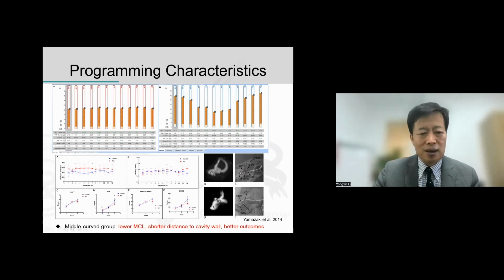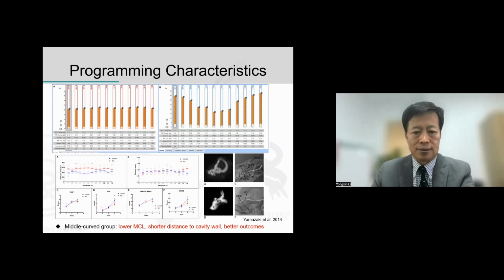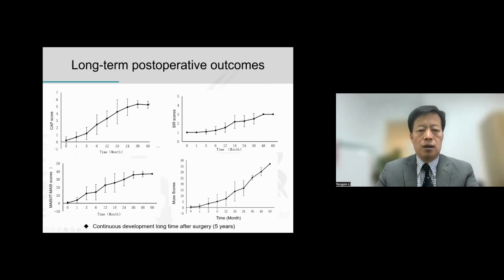We named this the middle curved group because this is low MCL and short distance to the cavity wall. And also this group, the results are much better than this group. Later, I will let you know what kind of reason caused this. Also, our team follows this kind of patients for a long time. You can see 48 months and 60 months. So 5 or 6 years of follow-up.